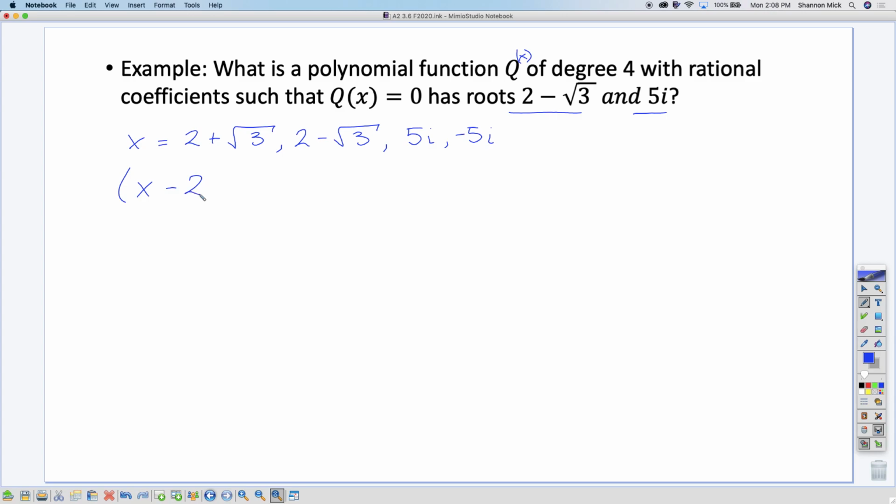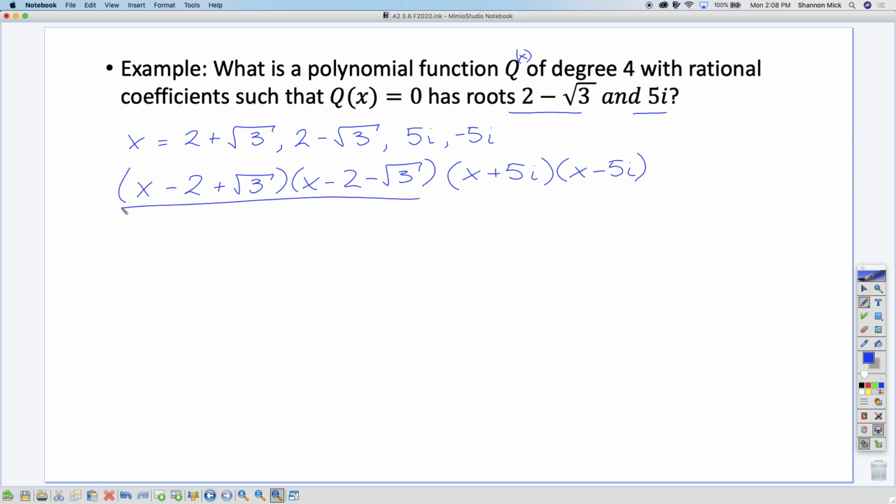So I'm going to have x minus 2 plus the square root of 3, x minus 2 minus the square root of 3, x plus 5i, and x minus 5i. Correct? Now, when I do this, I can't multiply all four together at one time, can I? No. I have to multiply these two and those two, and with my answers, multiply those together. And I will get a quadratic times a quadratic, which is a quartic, yes?